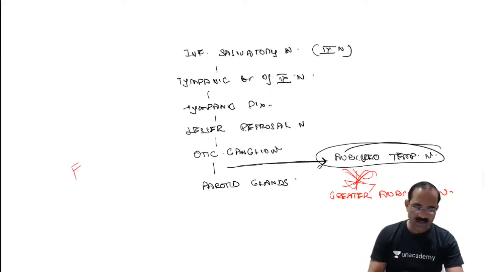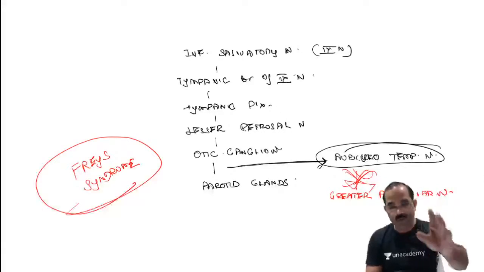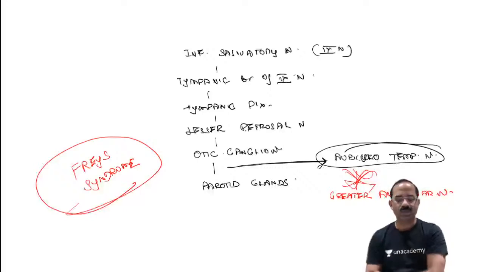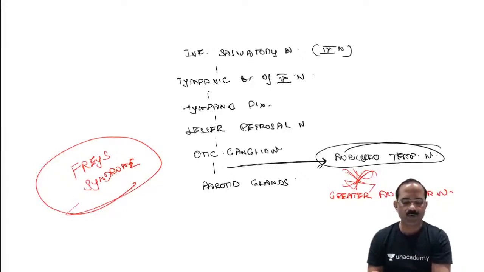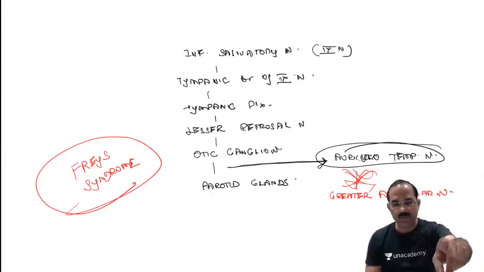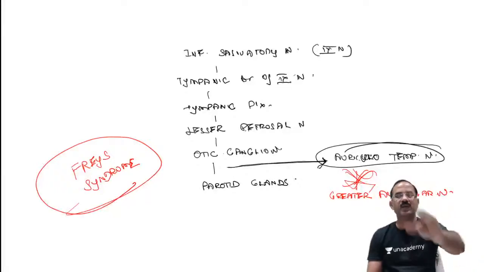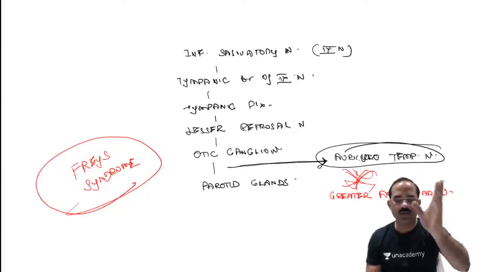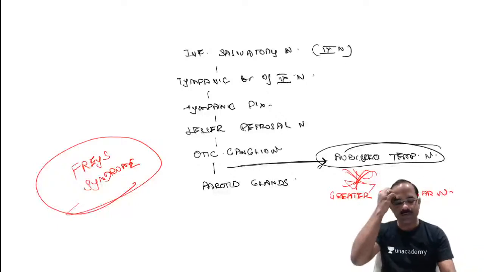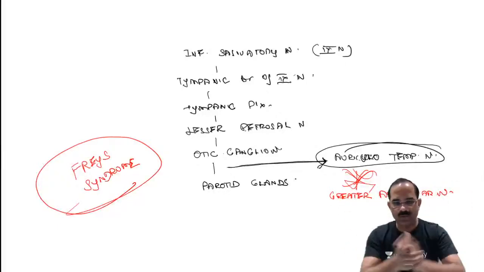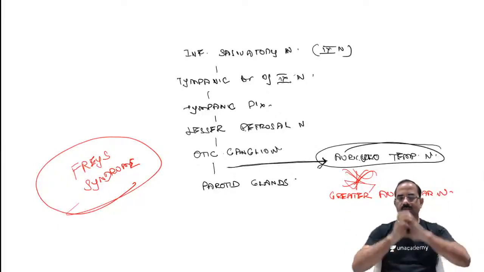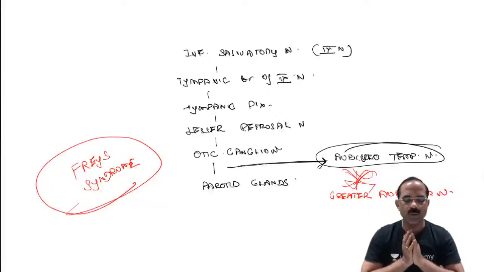Yes, and correct. This is what we call Frey syndrome. Frey syndrome involves which two nerves? If that's the MCQ, Frey syndrome involves which two nerves? The auriculotemporal nerve and the greater auricular nerve. Is this clear? Frey syndrome. Okay, so these are all golden points. Frey syndrome involves the greater auricular nerve and the auriculotemporal nerve.